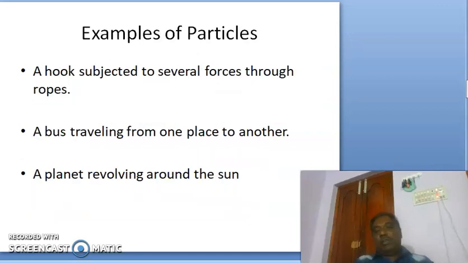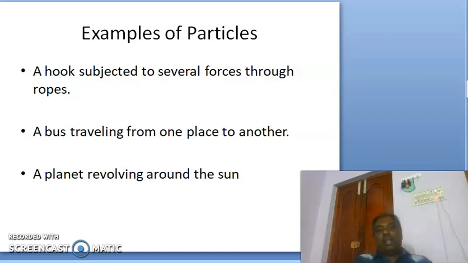Examples of particles. A hook subjected to several forces through ropes is considered as a particle, though it has several dimensions. For engineering problems, it can be represented through a single point.